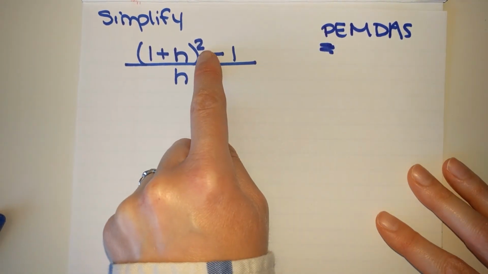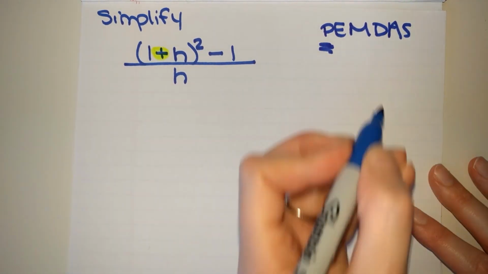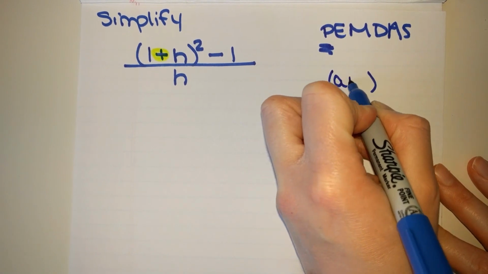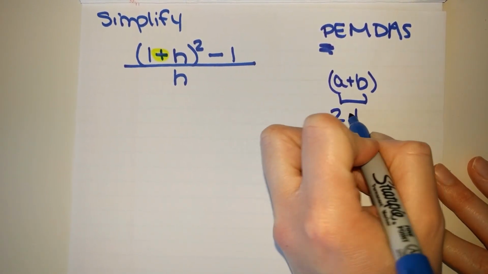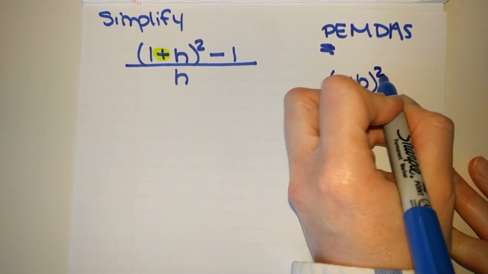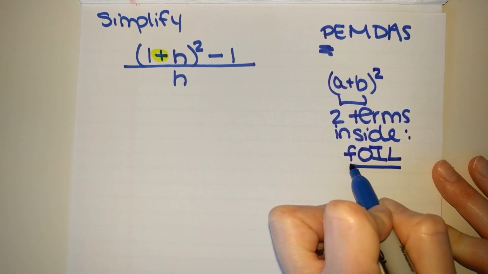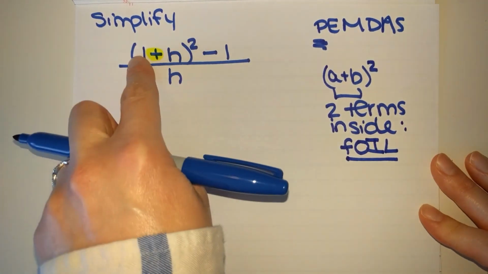Keep in mind you cannot distribute this 2 here because of the fact that you have a plus sign. So the only option, because you have 2 terms inside, so anytime I have a plus b, 2 terms inside of the parentheses, what I have to do is write out those 2 copies, and it will eventually be a FOIL step. So it's not going to be as simple as distributing.